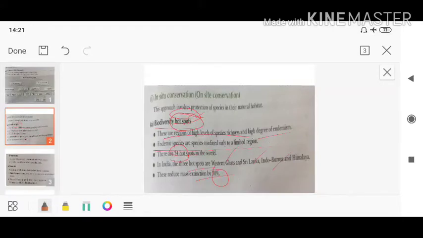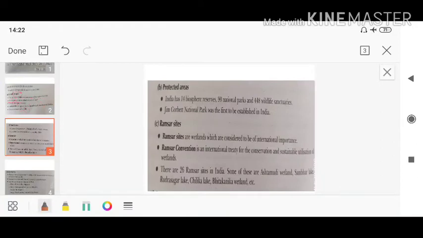30% reduction in the loss is being controlled by whom? These biodiversity hotspots, the regions which are given as what? Hotspots. Okay, then protected areas. So moving on to the second part, what are protected areas? There are 14 biosphere reserves, 90 national parks, 448 wildlife sanctuaries.